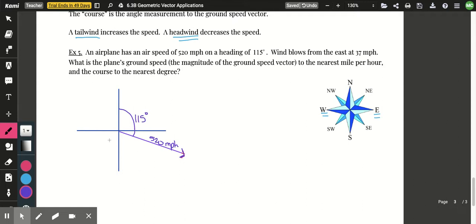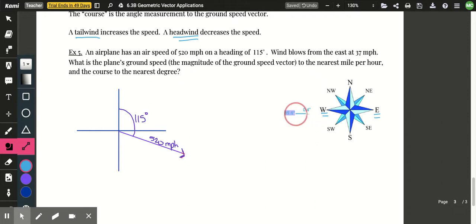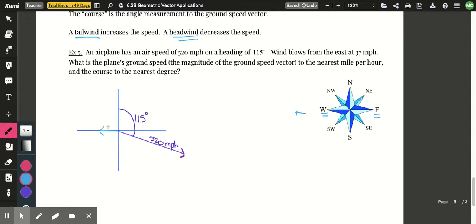Alrighty. Now I'm going to put in the wind vector, the wind speed vector. And I think I'm going to do that one in light blue. Okay, so it says that the wind blows from the east. So if it is blowing from the east, that means it must be blowing this direction, which would be toward the west. So when I draw in this vector, I need to draw it toward the west. And I'm going to label that one with 37. The magnitude of that one is 37 miles per hour.